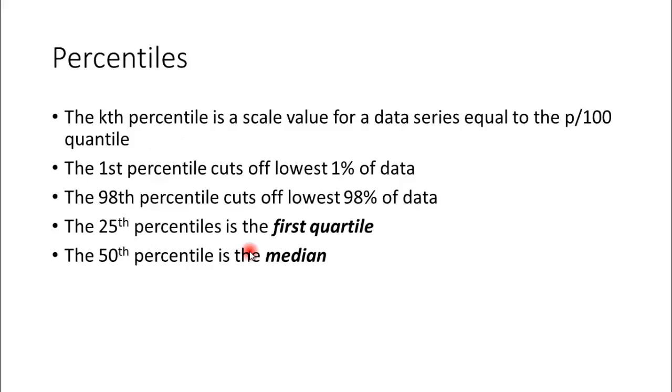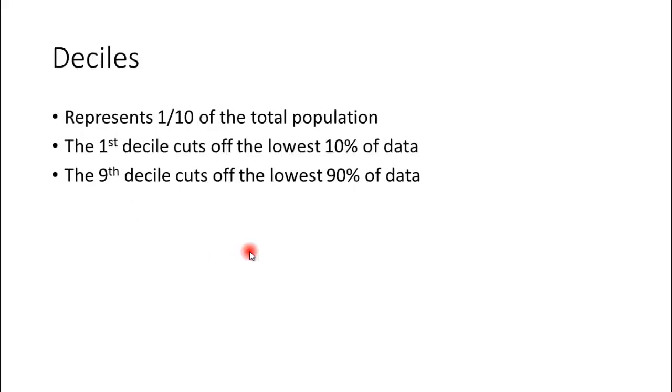The kth percentile is a scalar value of a data series equal to the k by 100 quantile. So the first percentile cuts off the lower 1% of the data, the 98th cuts off the lowest 98% of the data. The 25th percentile is the first quartile, and as I said, the 50th percentile, which basically cuts the data into two equal sets of observations, is the median. A decile represents 1/10 of the total population. The first decile cuts off the lower 10% of the data. The ninth decile cuts off the lowest 90% of the data.